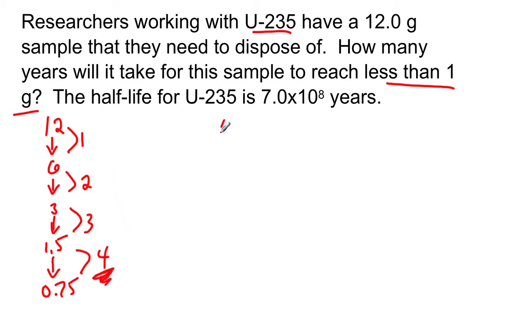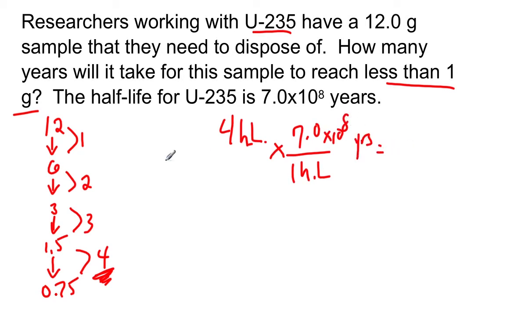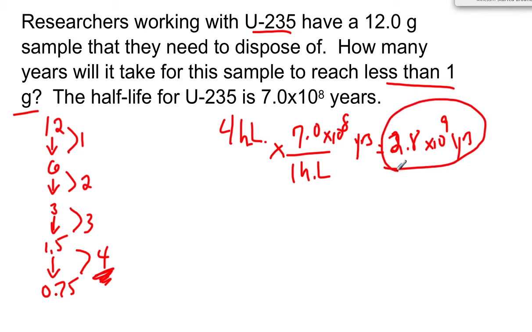Now, we could use dimensional analysis here. Four half-lives. One half-life is 7.0 times 10 to the 8th years. Crazy. And if we do the math here, we end up with 2.8 times 10 to the 9th years. So there's our answer.